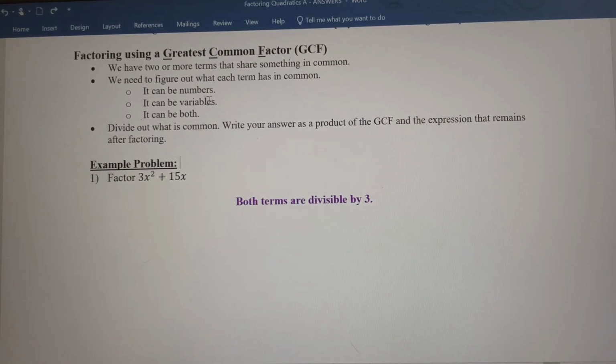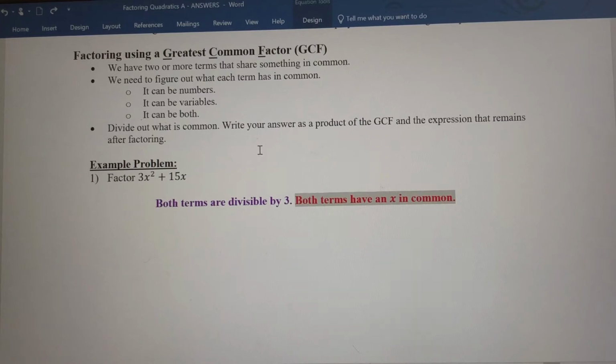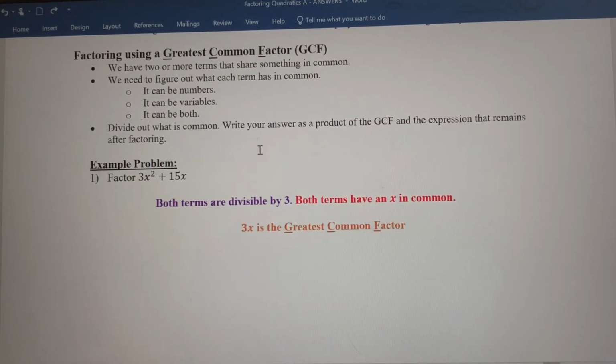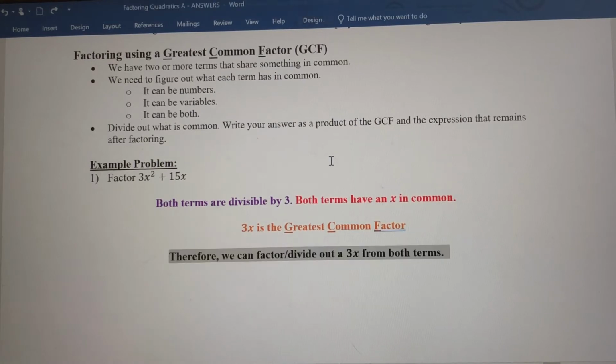Now we want to look at variables. X squared is here, x to the first is here. So this one has 2 x's, this term has 1x, so in common they have 1x. So both terms have 1x in common. So what that means is 3x is going to be what we call our greatest common factor. And this is what we want to divide each of these terms by in order to factor. So let's do that.